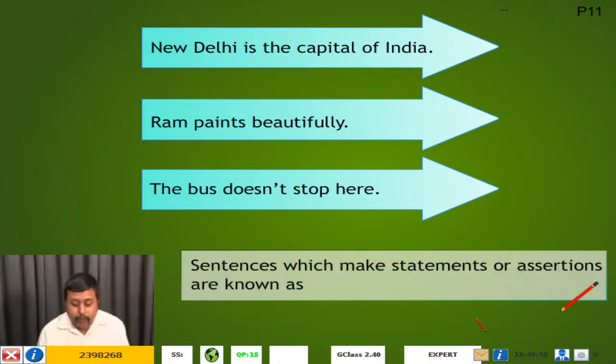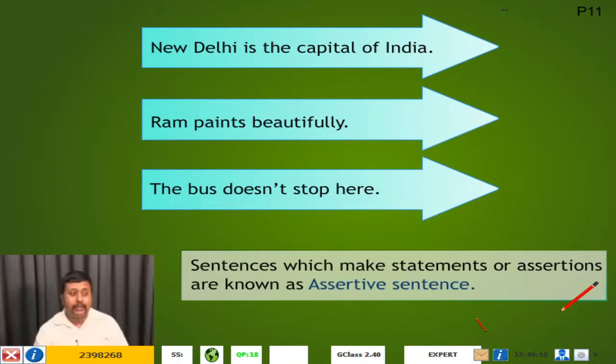The sentences which make statements or assertions are known as what kind of sentence? What do they do? They make statements. They state a point or give an assertion, right? They give some information or state something. Those types of sentences which make statements or assertions, they are called what? They are called assertive sentences.